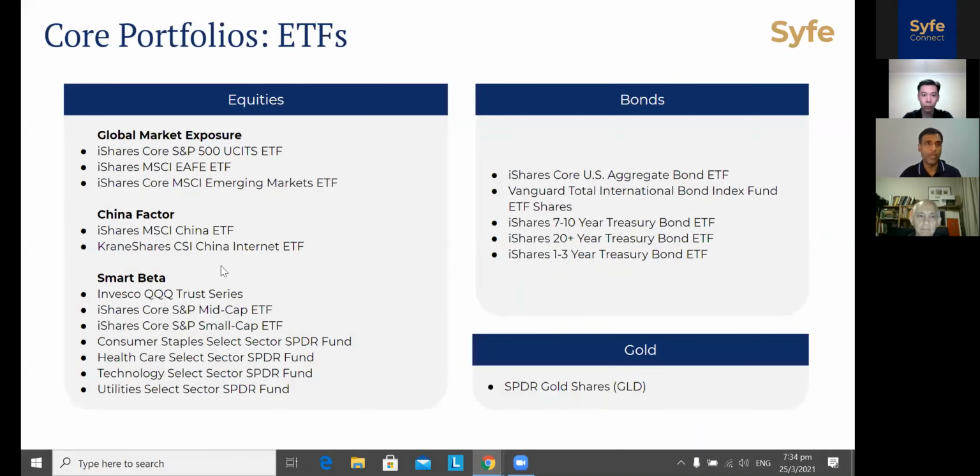So just quickly covering the core portfolio, what are the building blocks? If you think about the equity portion, there is the global markets exposure. So, the US S&P 500, the developed markets and the emerging markets. All of these are represented for you to get a global exposure.